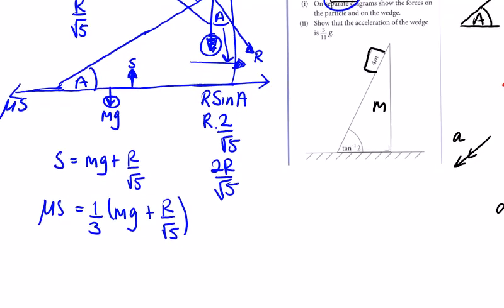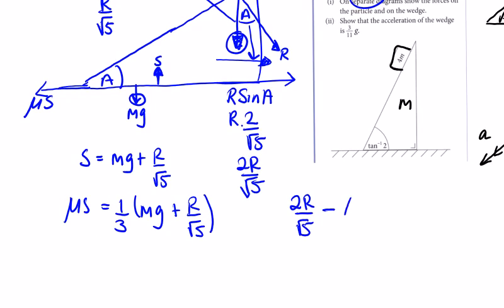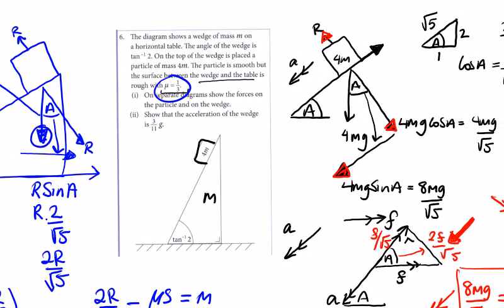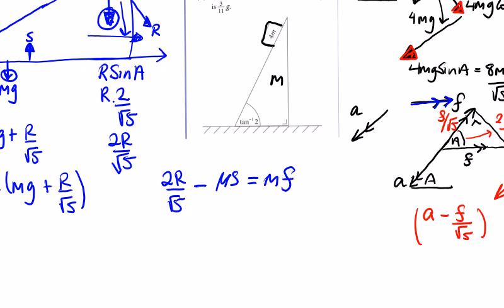So my equation is going to become 2R over root 5 minus mu S is equal to m times the acceleration. Didn't we call the acceleration A going in that direction? No, we called it f. That's why we should probably keep consistent. Confusing myself. So f, m f here, not a.